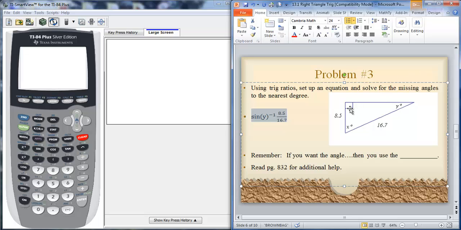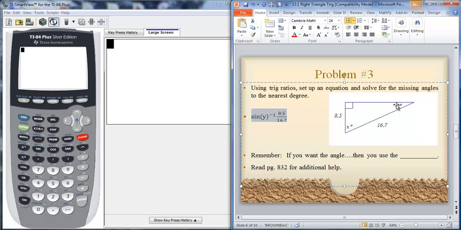Well, I have one angle here, which is 90 degrees, and I have two unknown angles. So I can't use the idea that there's 180 degrees in a triangle, where I add the two angles and subtract from 180, because I have two missing pieces. Knowing that I have some sides, I could use right triangle trig to find the missing information.